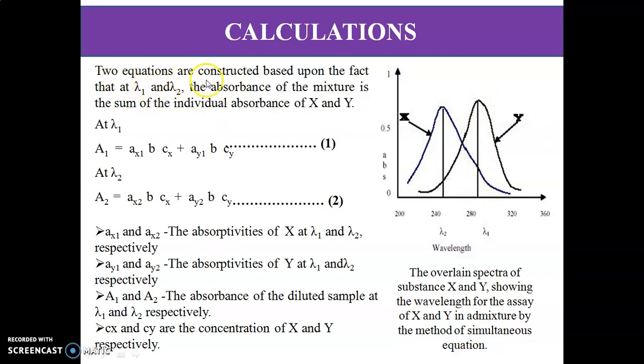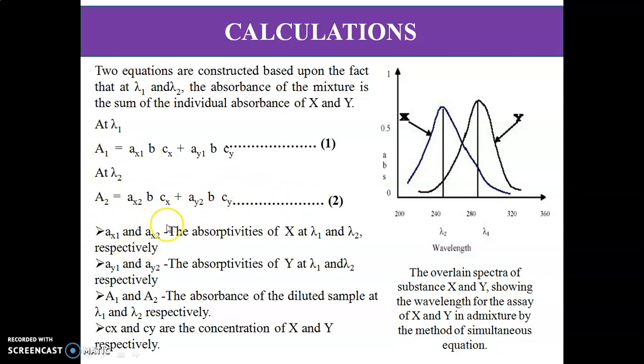Now two equations are constructed based upon the fact that at lambda 1 and lambda 2 the absorbance of the mixture is the sum of the individual absorbances of X and Y. So at lambda 1 we will get the first equation: A1 is equal to AX1 into b into CX plus AY1 into b into CY. Similarly at lambda 2 we will get this type of equation.